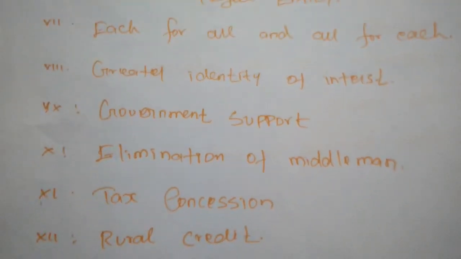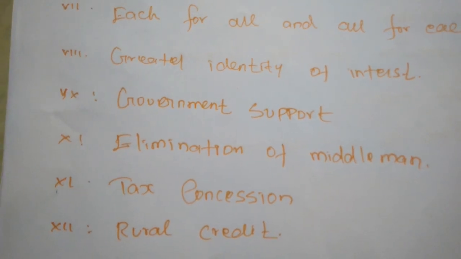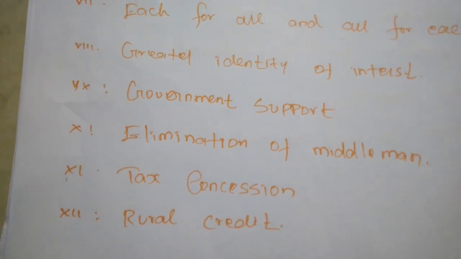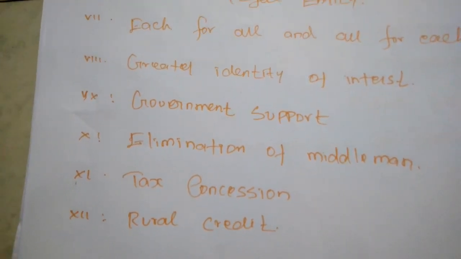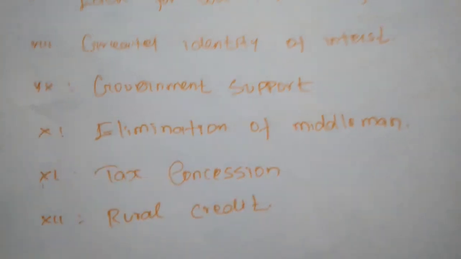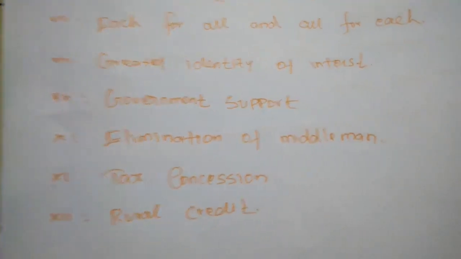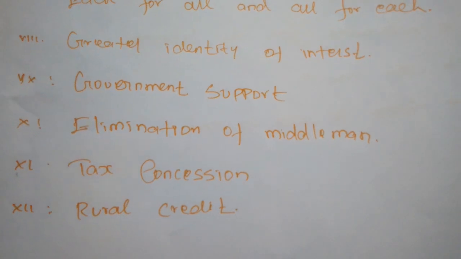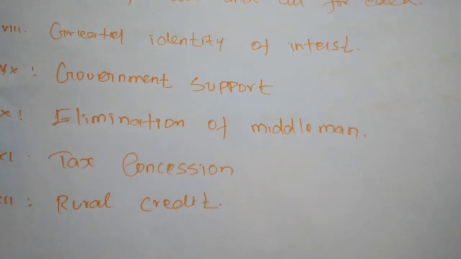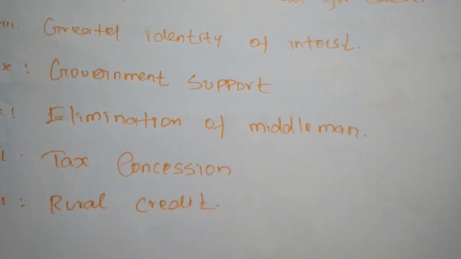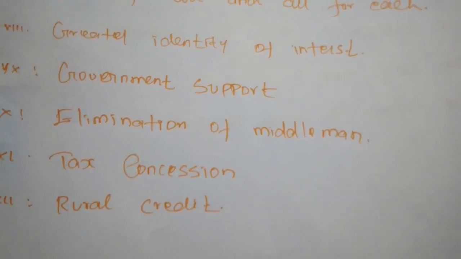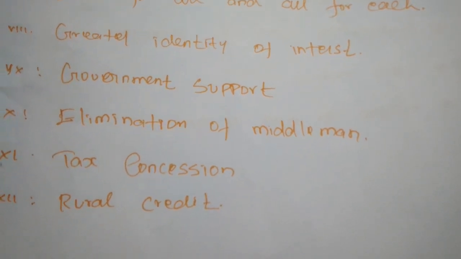Next, government support. With a view to promoting the growth of cooperative societies, the government extends support to them. It provides loans at cheap interest rates, provides subsidies, etc. In these cooperative organizations, most of the members are farmers and some poor people. To improve the purchasing power and the economic level of the farmers and the poor people, the government also provides financial support.